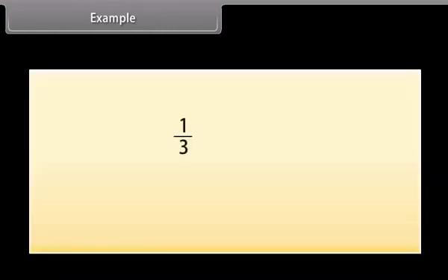Let us now have a look at one example. 1 by 3 is a rational number. The decimal expansion of 1 by 3 is 0.3, 3, 3, 3, and so on. And we can see that 3 is repeating here. We write it as 0.3 bar.